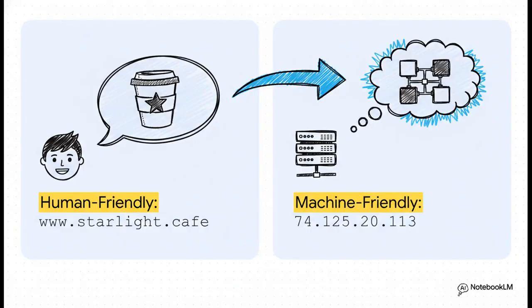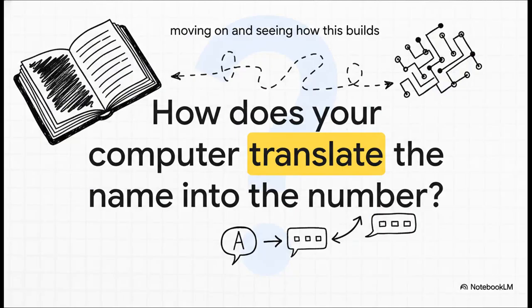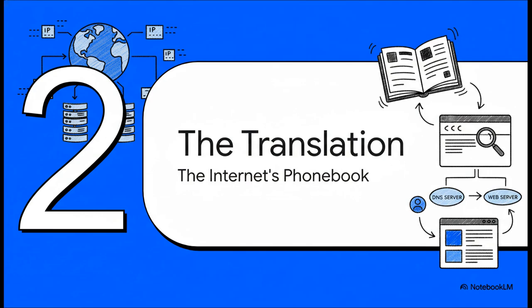So here's the very first, and maybe most crucial point. We humans, we love easy-to-remember names like Starlight.cafe. But the internet's machinery, it doesn't work with names. It needs a specific numerical address, which is called an IP address. So what's the trick? How does your computer get from that friendly name to that string of numbers? Well, this is where the internet's giant digital address book comes into play. And that system, that massive phone book for the internet, is called the Domain Name System, or DNS for short.